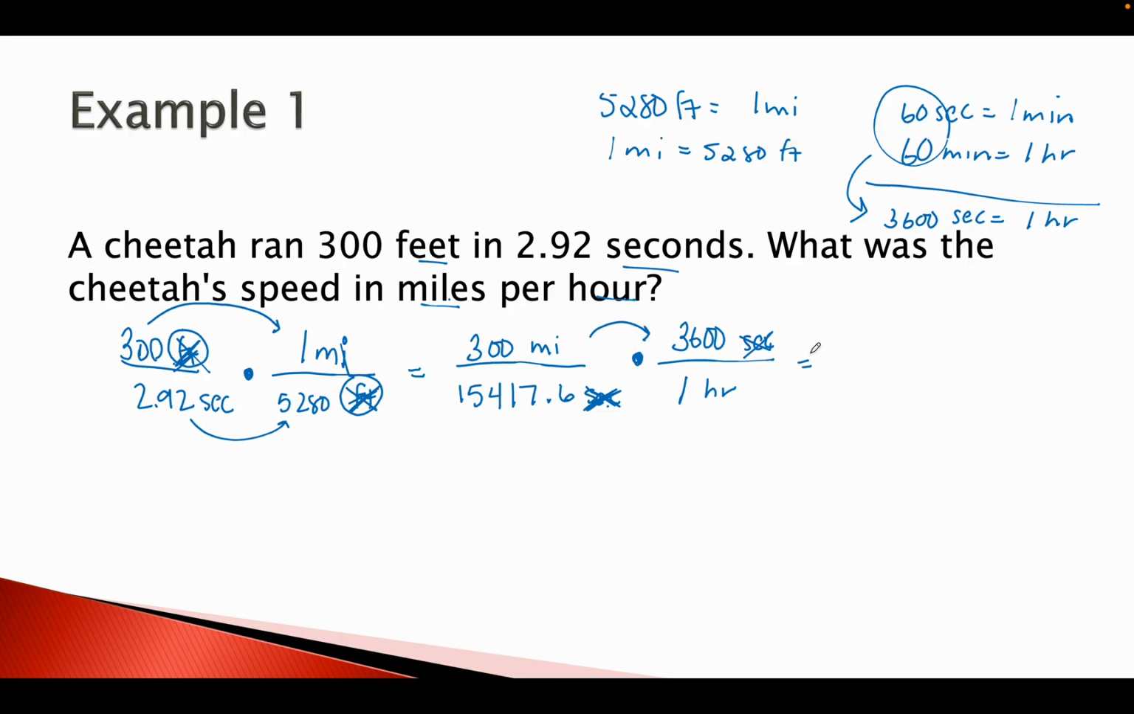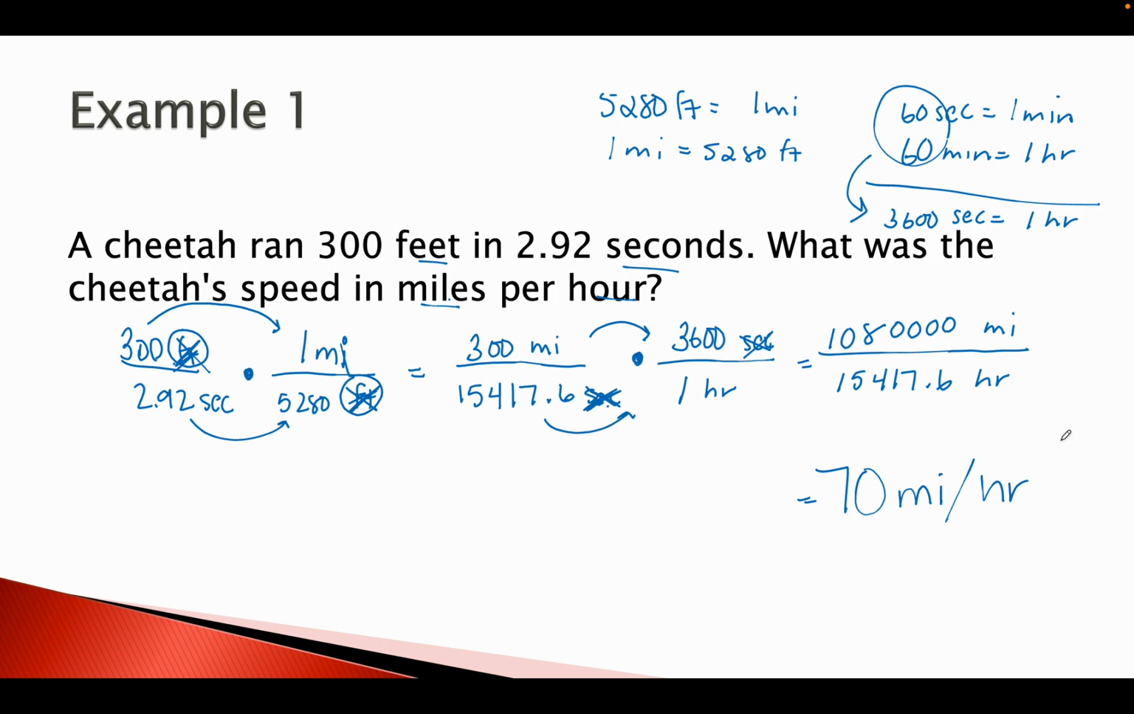300 times 3,600 is 1,080,000. And then on the bottom, we have 15417.6. This is hours on the bottom, and on top is miles. So we have miles and hours. Our last step is to divide those two so that we can get a rate of miles per hour, which is not exact, but we will round to approximately 70 miles per hour for our final answer for the cheetah's speed.